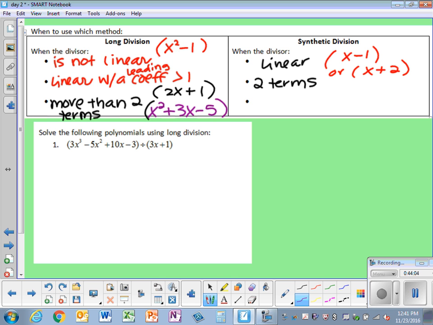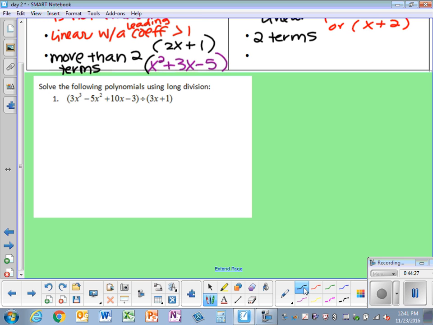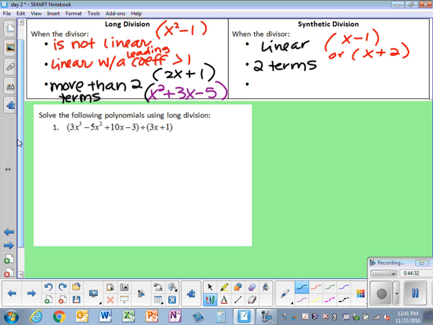All right, so let's look at number 1. Basically, if it looks a little bit more complicated than just a divide by x minus 1 or x plus 2, you have to use long division, okay? So number 1, dividing using long division. Oh, for this one, because it's 3x plus 1. If you have a number in front of that x, you can't use synthetic.